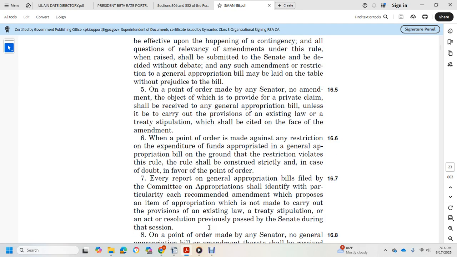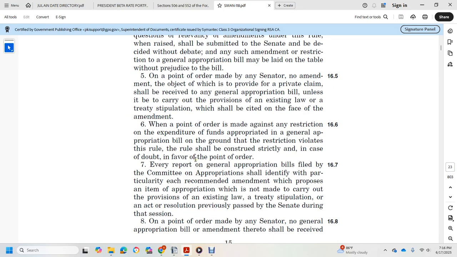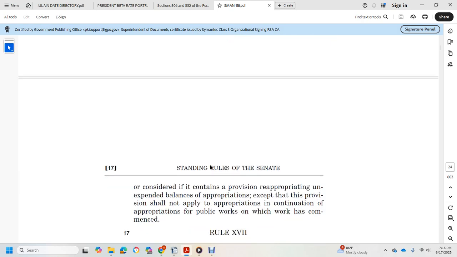Every report of general appropriation bills filed with the Committee on Appropriations shall identify with particularity each recommended amendment which proposes an item of appropriation which is not to carry out a provision of existing law, treaty, stipulation, or act or resolution previously passed by the Senate during that session. On a point of order made by a senator, no general appropriation bill or amendment thereto shall be received or considered if it contains provisions reappropriating unexpended balances of appropriations, except that this provision shall not apply to appropriations for the continuation of public works which have been commenced.